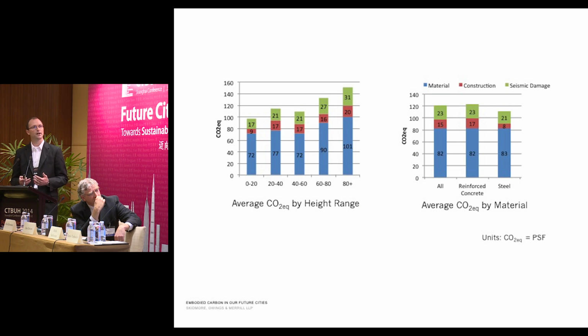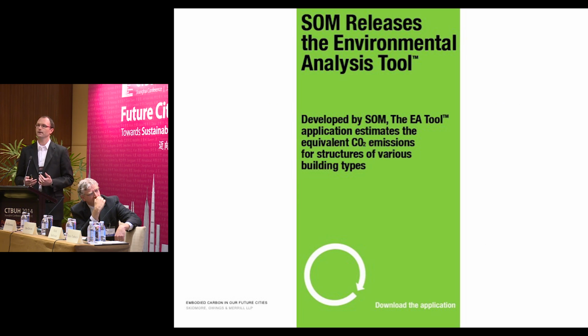So these are two simple plots. The one on the left categorizes those buildings by height, and the one on the right categorizes them by material. On the left, we see that taller and taller buildings do have more embodied carbon. That's for two primary reasons. One is more robust lateral systems. The other one is because of longer construction durations. On the right, we see it broken up by material. From this, we can start to see where we need to be focusing.